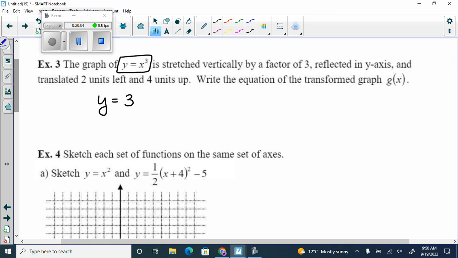Reflected in the y-axis means my x is negative. And then translated to the left, you have to watch yourself because it needs to have a 1 in front of it, correct? So translated to the left, I'm going to put a bracket, plus 2, close it, and I have to have a what on here? The cubed. And then 4 up. And this should be g of x. It says transform to g of x. I don't know why.